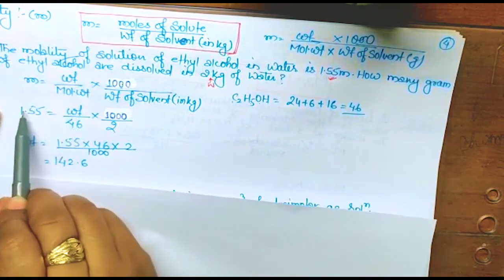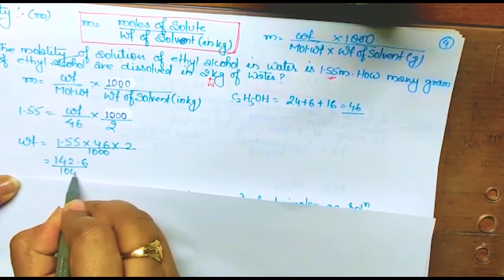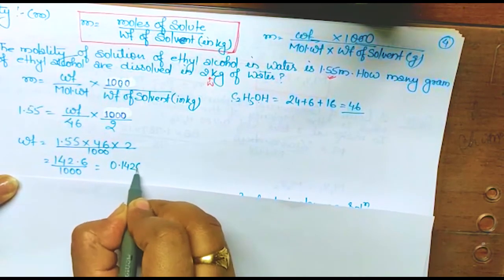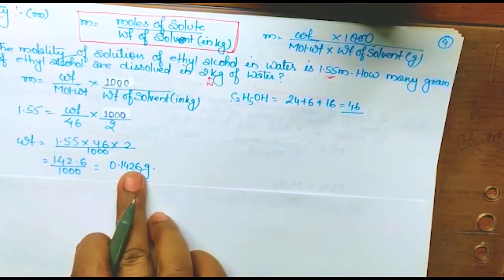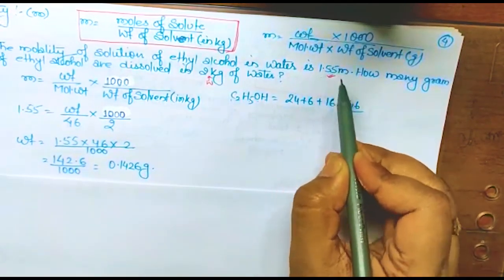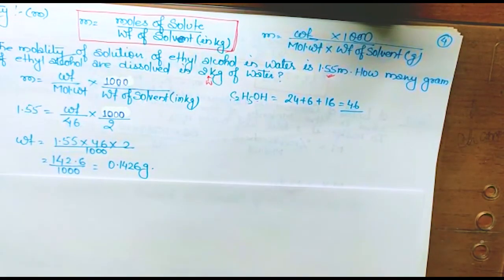So the weight will be like this, into this upon 1000, and this will be divided by 1000, so it will be 0.1426 gram. Clear? So this much weight of ethyl alcohol is required to prepare 1.55 molal solution. Okay, got it? So let's start another question.